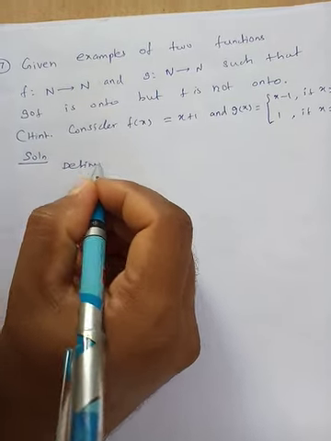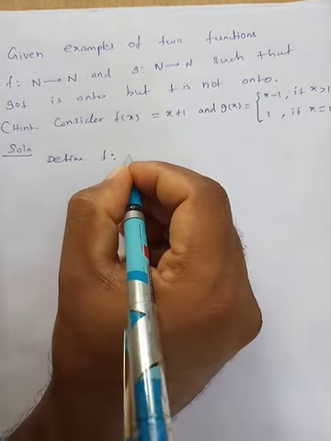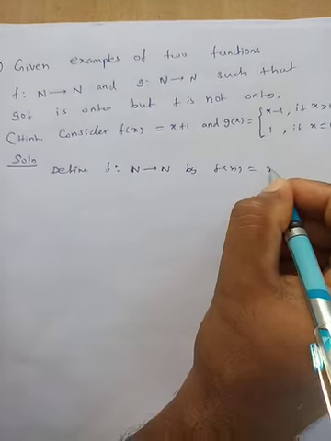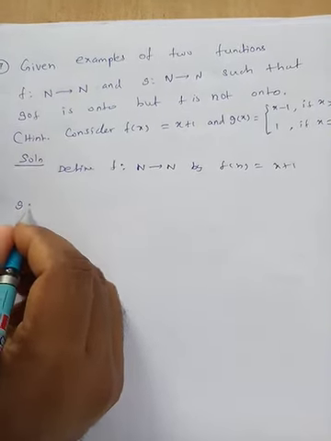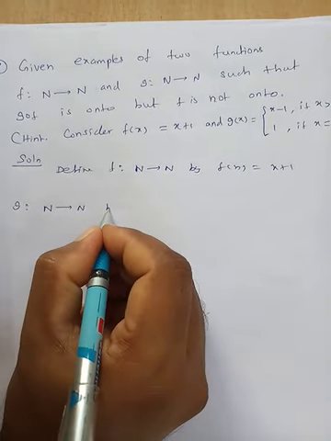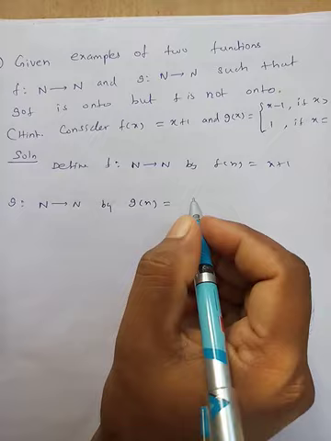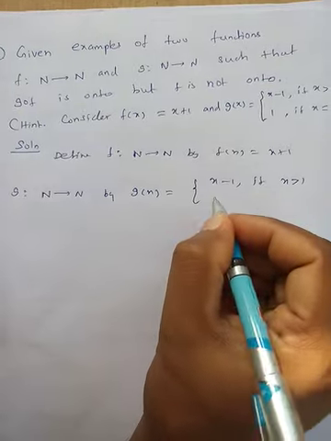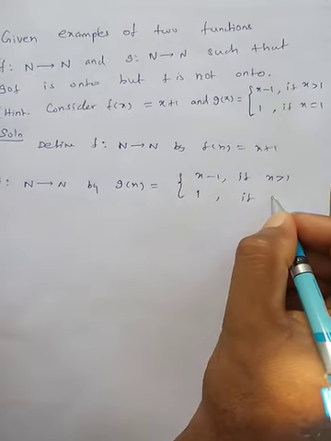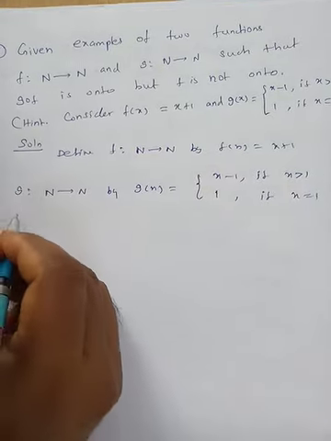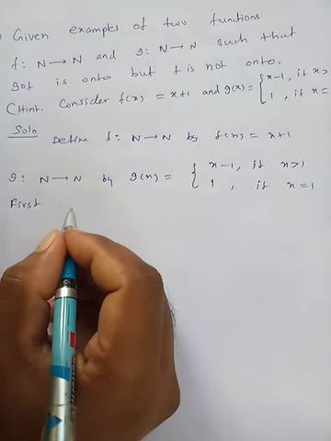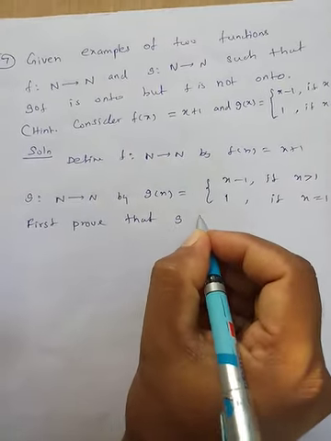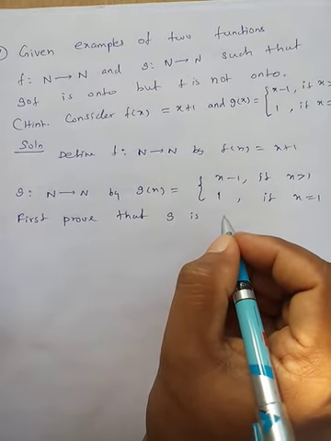Define the given functions. f from N to N by f of x is equal to x plus 1, and g from N to N by g of x equal to x minus 1 if x is greater than 1, and 1 if x is equal to 1. First, as in the previous one, to prove that f is not onto.